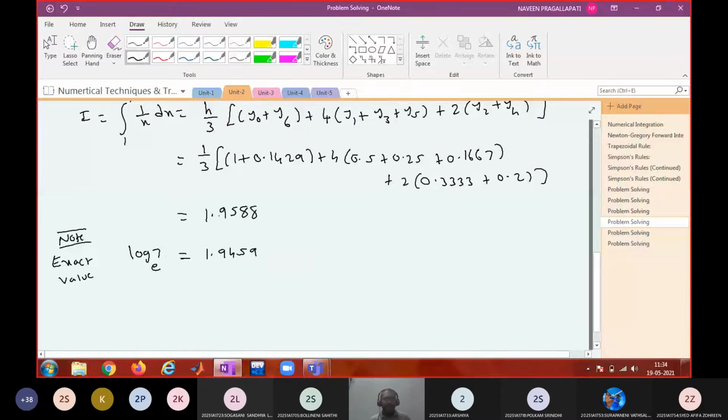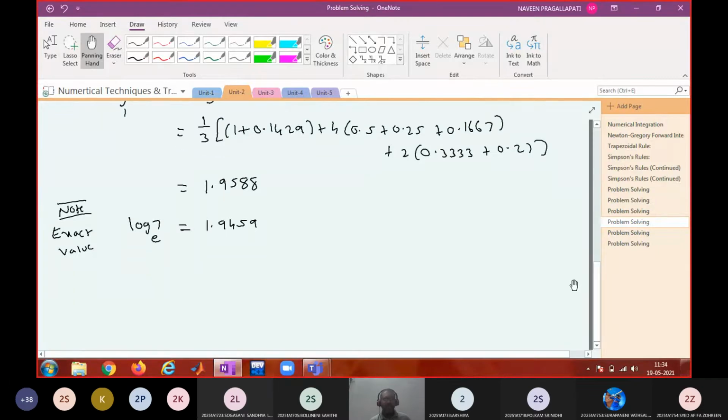So if somebody asks to compare, then you take the absolute difference between these two, that is going to be the absolute error. If somebody asks for the percentage error, you multiply the absolute difference by 100, then you will get the percentage error. Okay.